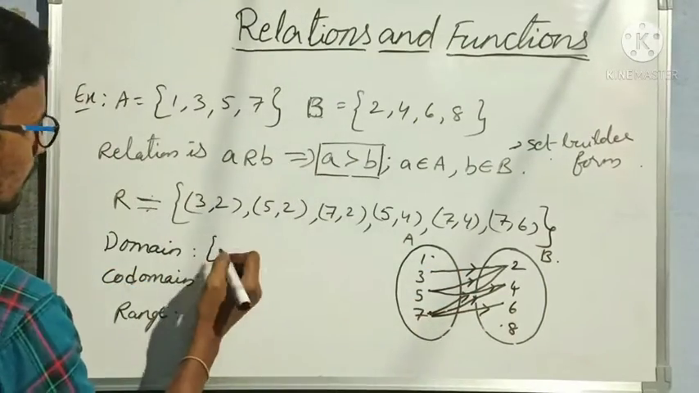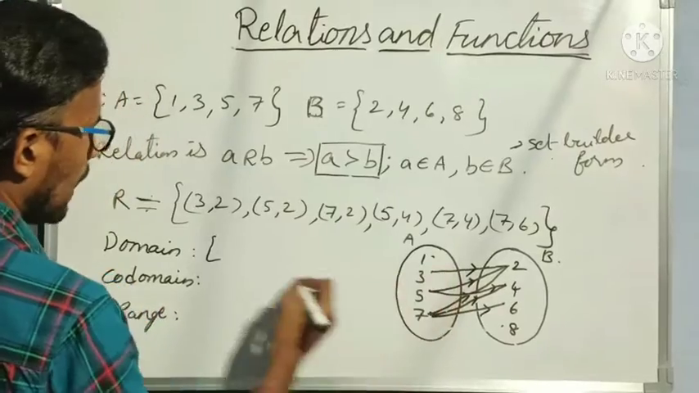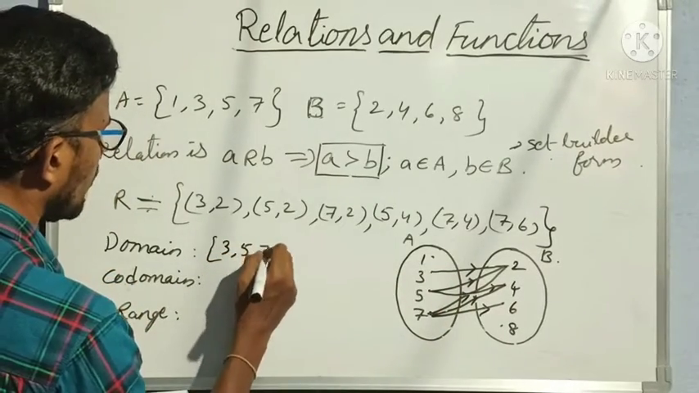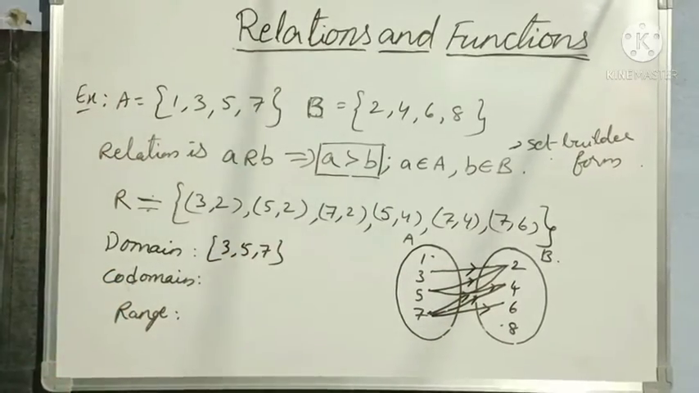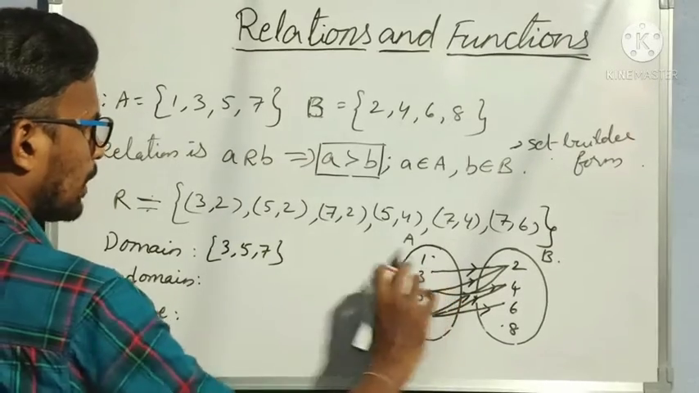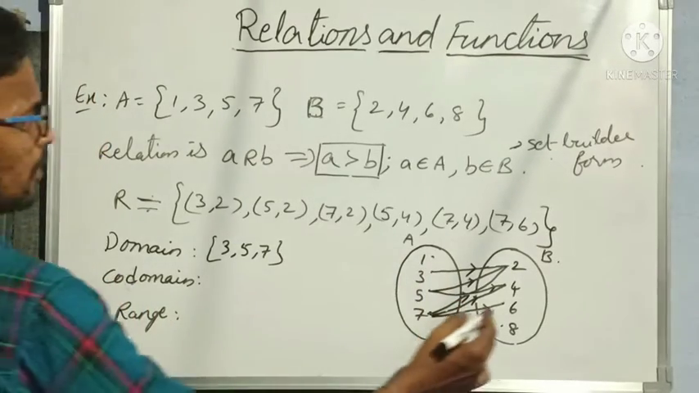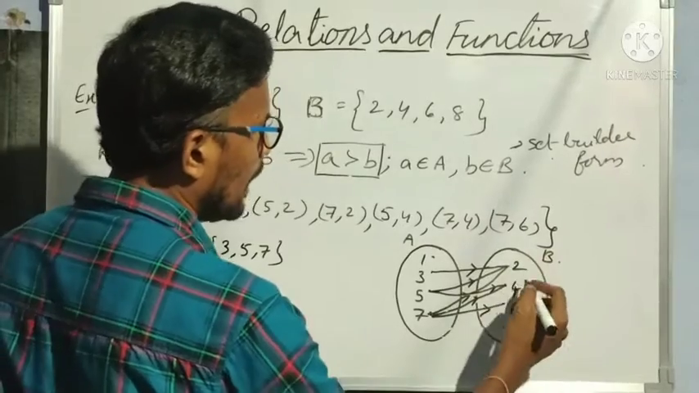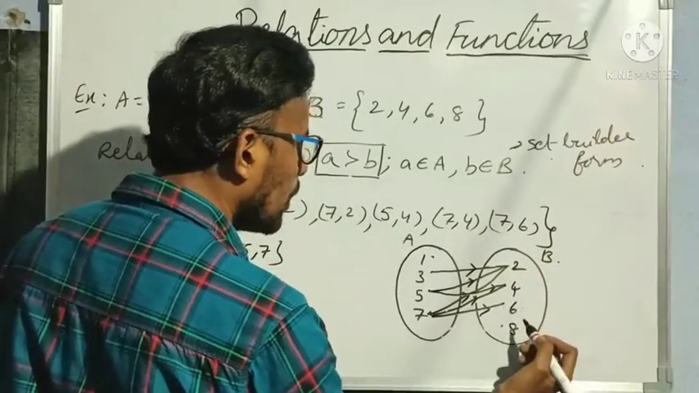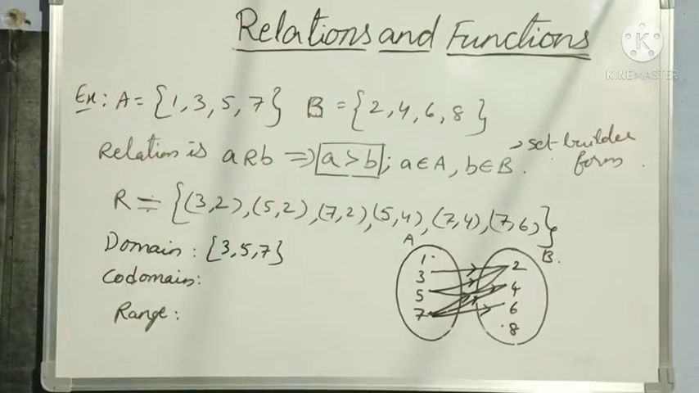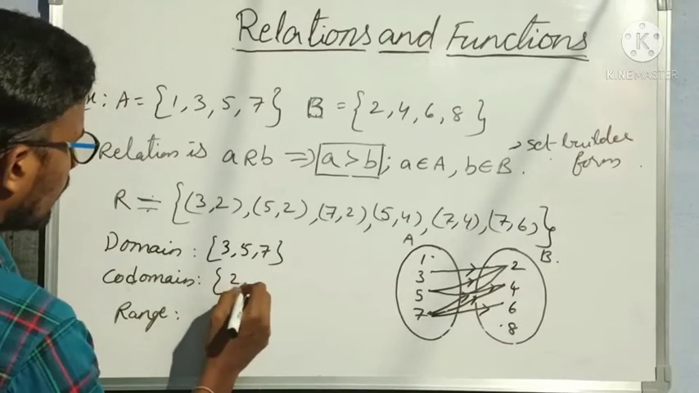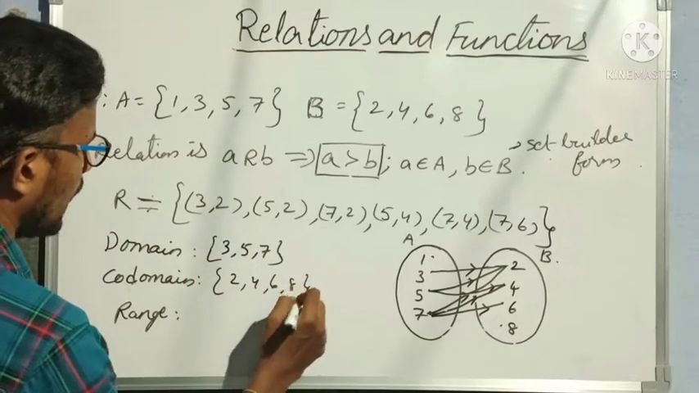So domain is nothing but the elements which are mapped in set A. So that we have to write, that is 3, 5, 7. Yes. So these are the elements which are mapped in set A. Next, codomain. Codomain means the complete set B we have to write, even when they are mapped or when they are not mapped. Understood? So codomain is nothing but the complete set 2, 4, 6, 8.